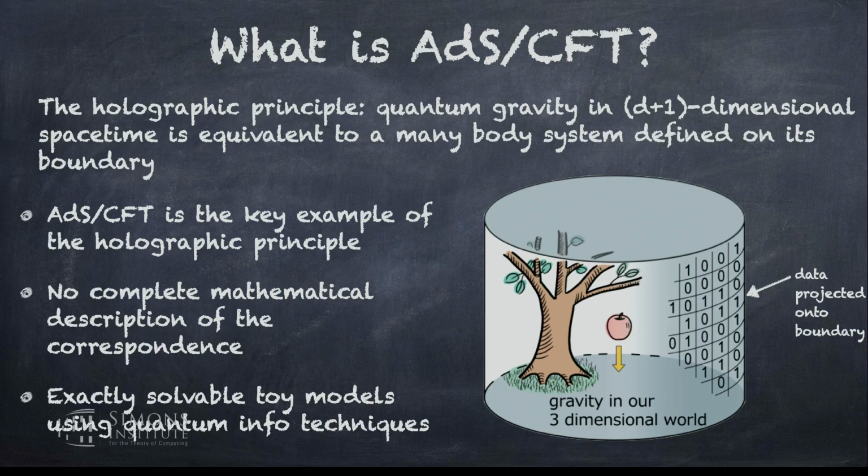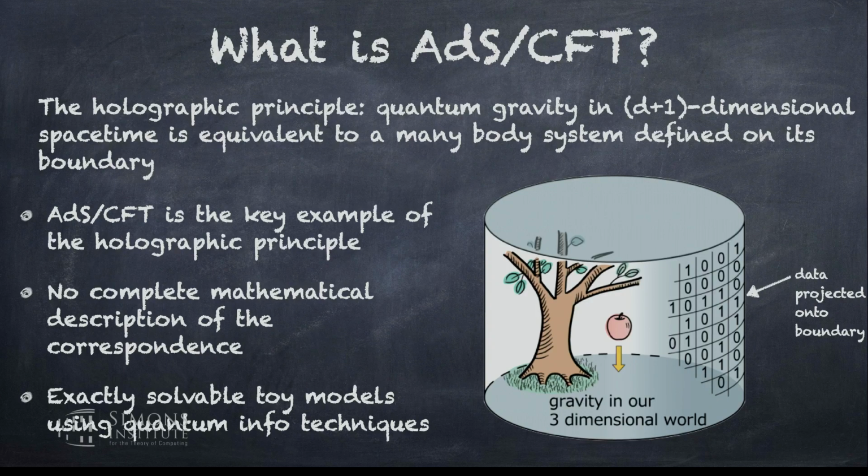And ADS-CFT is the key example of the holographic principle, where in this acronym, ADS refers to anti-de Sitter space, which is a space-time that is maximally symmetric and has constant negative curvature. Throughout this talk, we're mostly going to be thinking about just fixed time slices of ADS, and for that we can just view it as being a hyperbolic plane. And the CFT corresponds to a conformal field theory. So the idea is that some quantum gravitational theory living in ADS space is fully captured by a conformal field theory living on the boundary of that space.